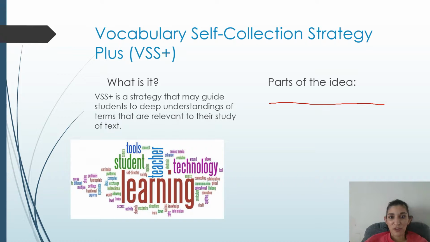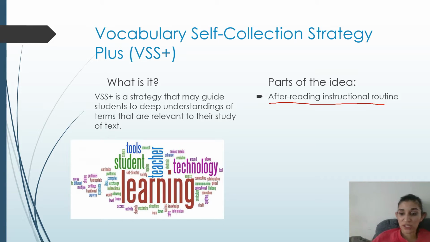So from the first article, Vocabulary Self-Collection Strategy Plus, or VSS Plus, it's a strategy that guides students to a deep understanding of terms that are relevant to their study of text. A few parts of this strategy are that it's an after-reading instructional routine. So they want the teacher and the students to read the text together, alone, however you do that in your classroom, then come back together and discuss what words were important.